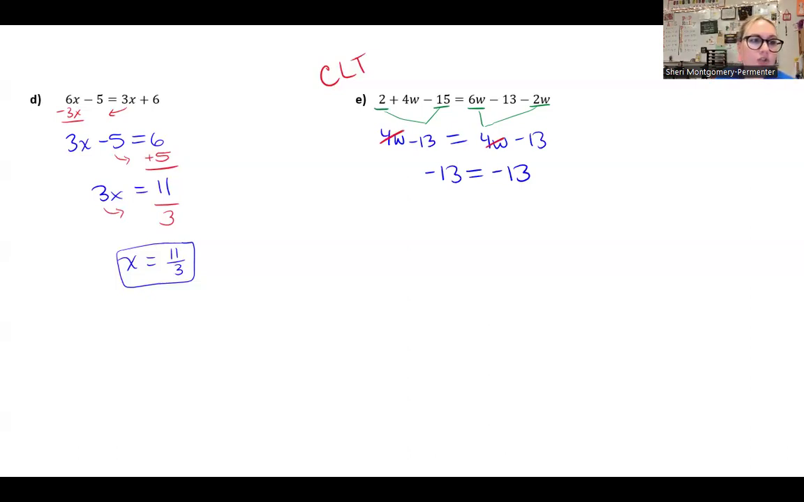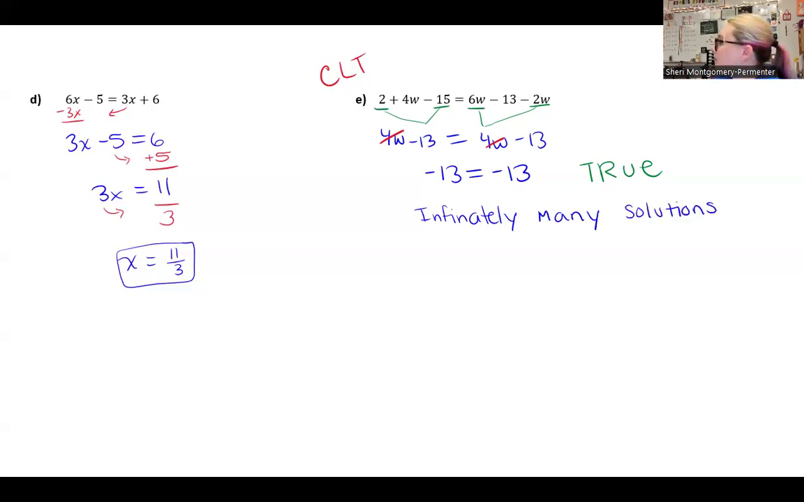So if this is true, it means that there are infinitely many solutions. Any number would work. Anything. You could put any number in there and it would work. So we say infinitely many solutions.